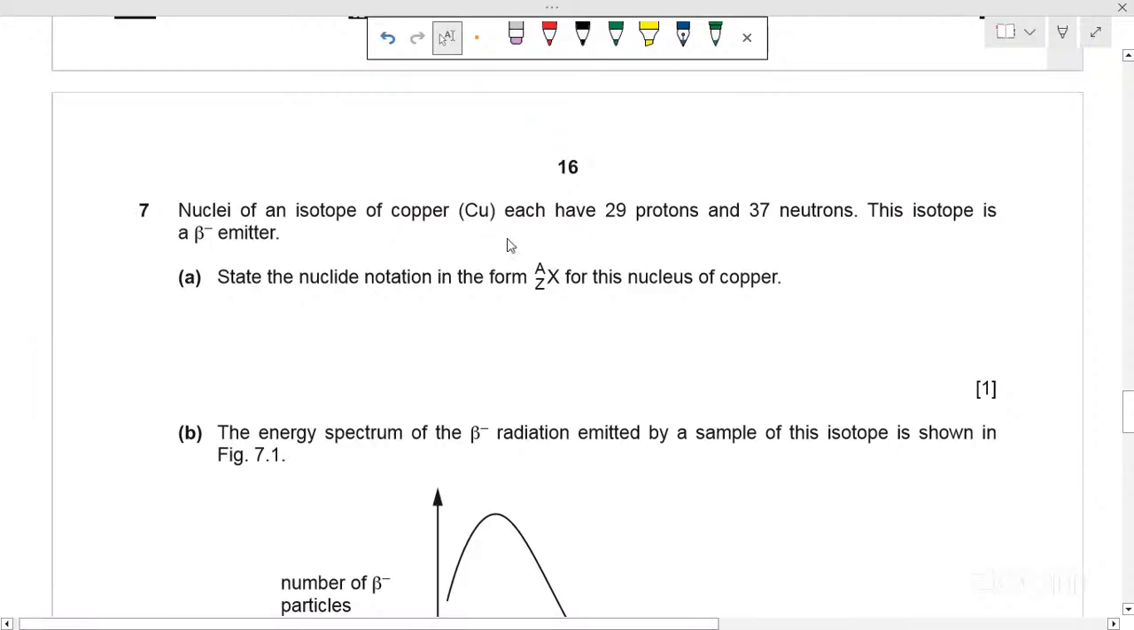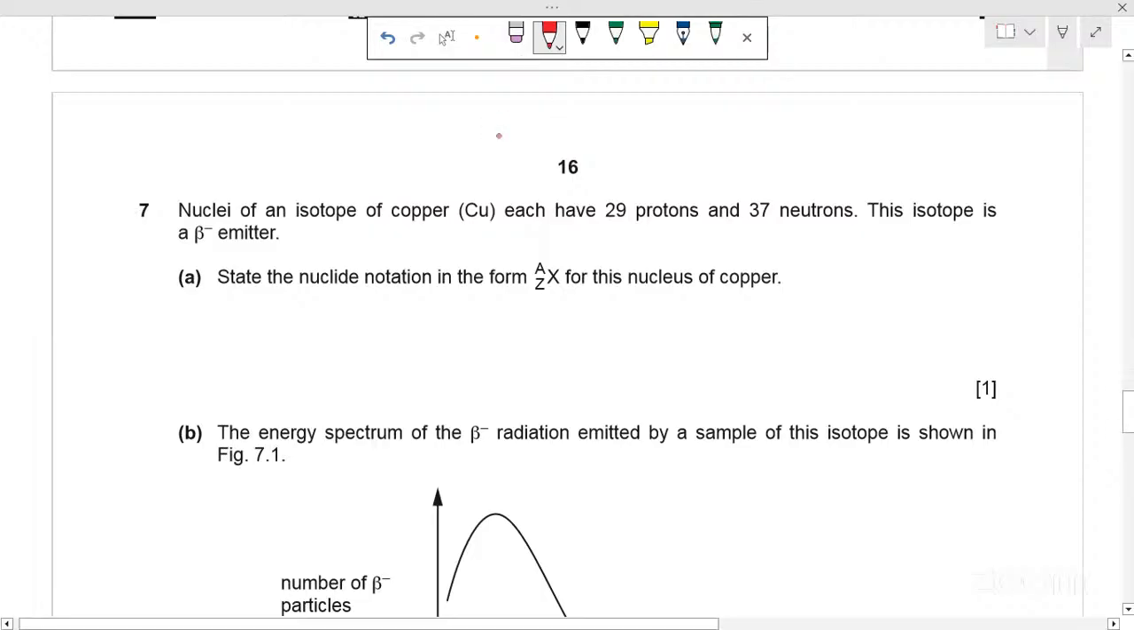Nuclei of an isotope of copper each have 29 protons and 37 neutrons. This isotope is a beta emitter. State the nuclide notation in the form of X, A, Z for this nucleus of copper.